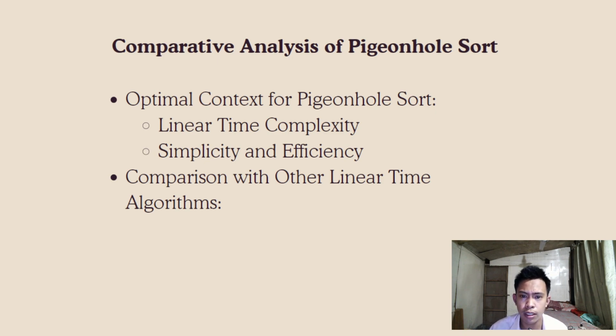So in summary, pigeonhole sort is an excellent choice for sorting datasets with a small and well-defined range of integer keys, providing simplicity, performance, and reliability. However, for more diverse datasets or larger ranges, other sorting algorithms such as quicksort, merge sort, and counting sort may be more appropriate. Understanding the strengths and limitations of pigeonhole sort allows for informed decision making when selecting the most suitable sorting algorithm for a given task.